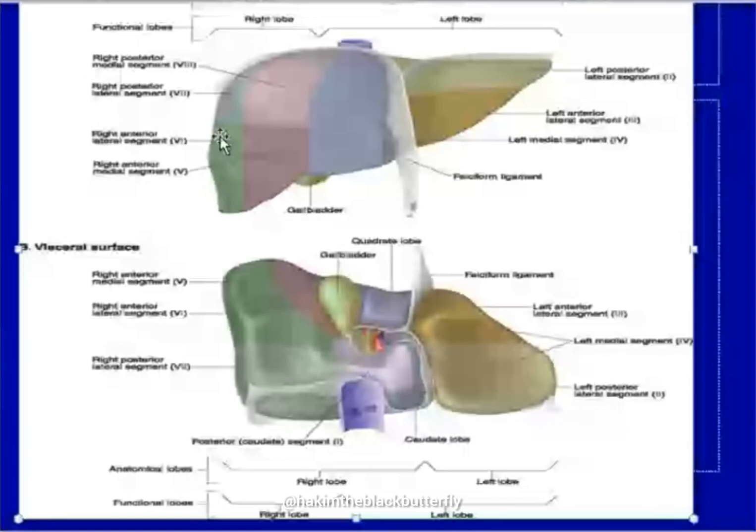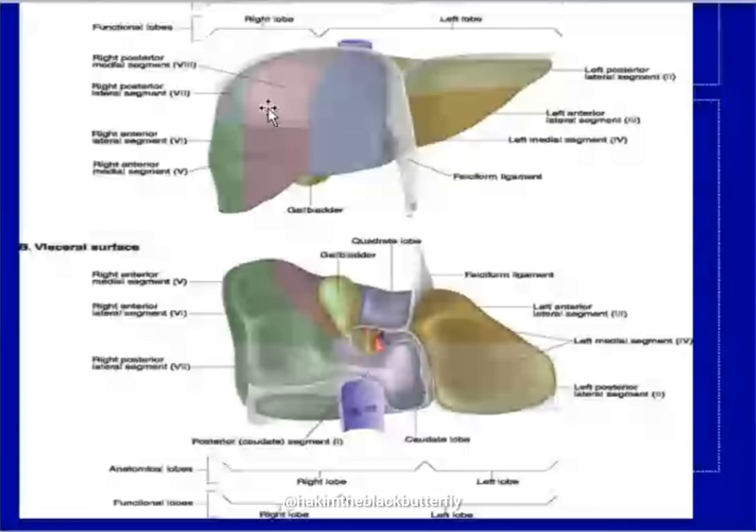Now you can see that the right functional lobe is smaller than the left functional lobe. But on the other hand, the right anatomical lobe is bigger than the left anatomical lobe. So when I'm talking about the functional lobes, this part of the right anatomical lobe, which contains the caudate lobe and the quadrate lobe, is added onto the left anatomical lobe, and together they form the left functional lobe because these parts receive blood from the left portal vein and the left hepatic artery, making the left functional lobe bigger than the right one.